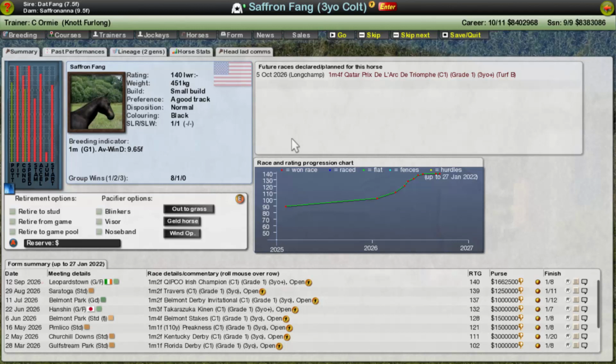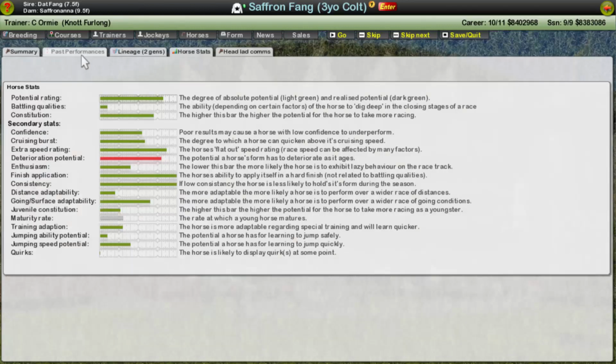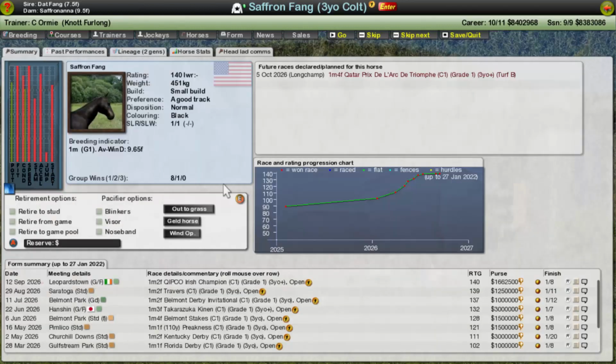And I hope that the game blesses you with the Saffron Fang. I really do. Because, oh boy, it's been fun. And by the end of this season, I think it's going to be chaos. 20 million probably prize money for a 3-year-old is obscene.